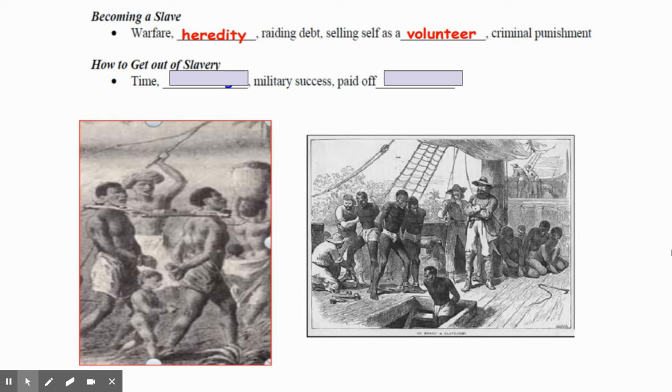When you talk about getting out of slavery, time might be part of that. It could be because of marriage. If you are a woman and you marry a man who is not enslaved, that might give you an opportunity to get out of that. Doesn't work so well if you are an enslaved man and you marry. It's very, very difficult in that regard. Military success could also get you out of slavery, or paying off your debt would be another way.